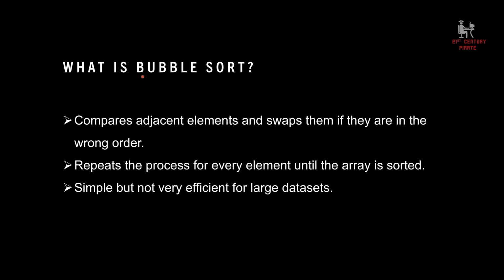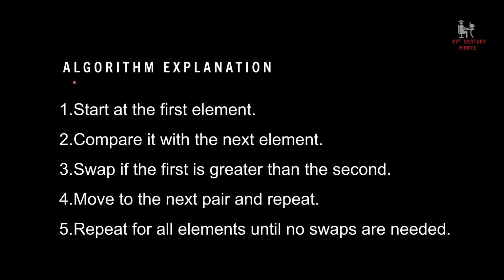So what is a bubble sort? Bubble sort compares adjacent elements and swaps them if they are in the wrong order. It repeats the process for every element until the array is sorted. It is simple but not very efficient for large datasets. So let's look at the algorithm.